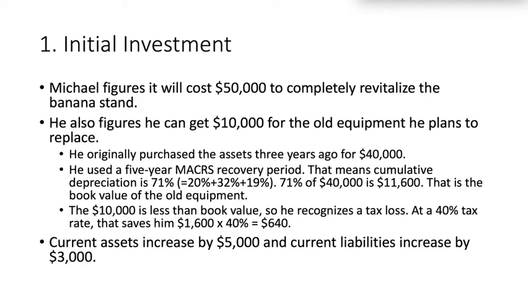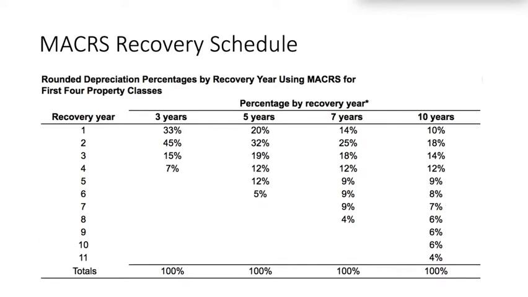Now, at the same time, we also have to think about how the inventory and the net working capital may change with the new assets. And he figures that he has to increase current assets by $5,000 and current liabilities by $3,000. So just as a reminder, this is what the MACRS recovery schedule looks like. And it tells you, depending on the type of asset and the recovery period, whether it's 3, 5, 7, or 10 years, how much to depreciate each year.